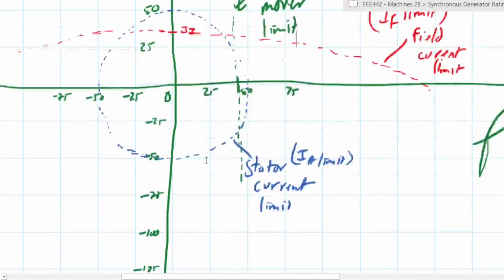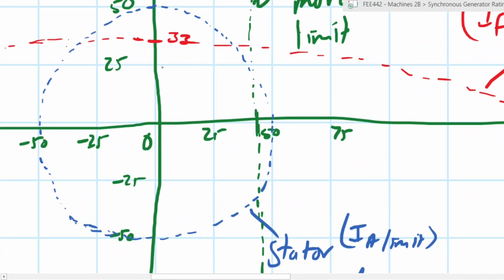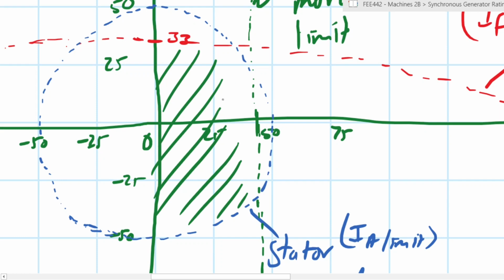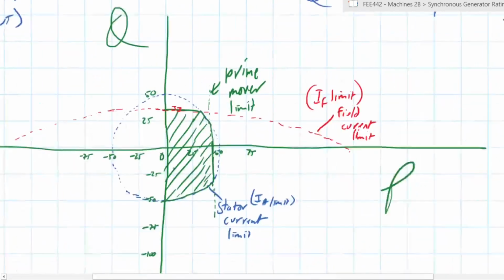So that means our generator practically will be able to supply any value of active or reactive power in this particular area. So the limit is there, there, there, and there. That is the limit of our generator's capability. Okay, and there we have the capability curve example, and I think we can stop there.